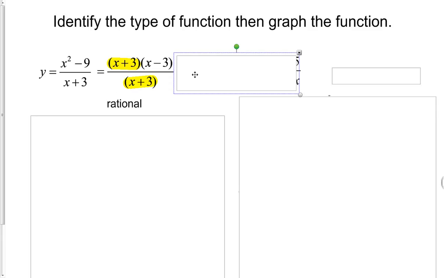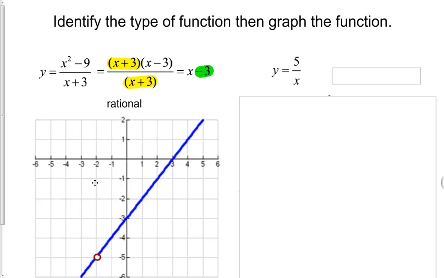The remainder, or the simplified version of our function, if you cross those like terms out, is just going to be y equals x minus 3. So this graph is going to simply look like a line, y equals x minus 3, with a y-intercept at negative 3 and a slope of 1. So let's graph that. Y-intercept here of negative 3, slope of 1, just like we expected here. However, we have to account for the fact that in our original function, x equals negative 3 is undefined.